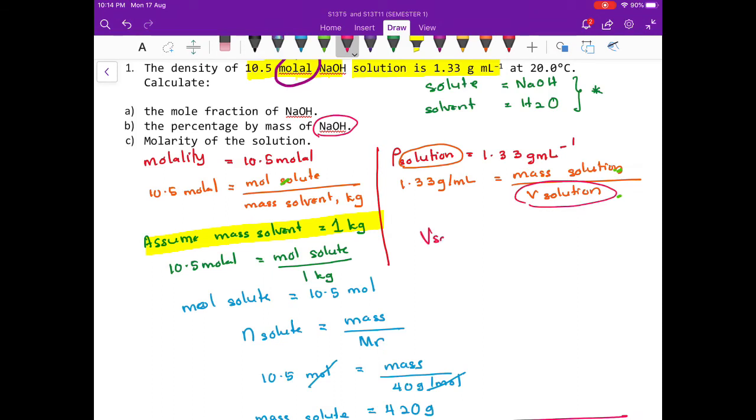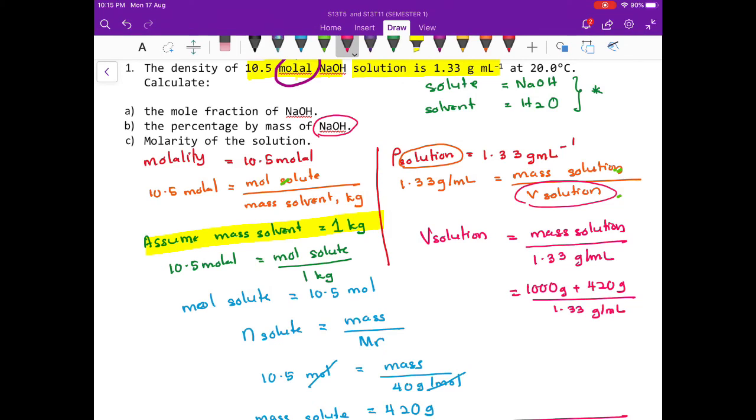So, volume solution will become mass solution over 1.33 gram per ml. What is the mass of your solution? Since solution is solute plus solvent, 1000 gram plus 420 gram divided by 1.33 gram per ml. From there, you can get the volume, which is 1067.67 ml.